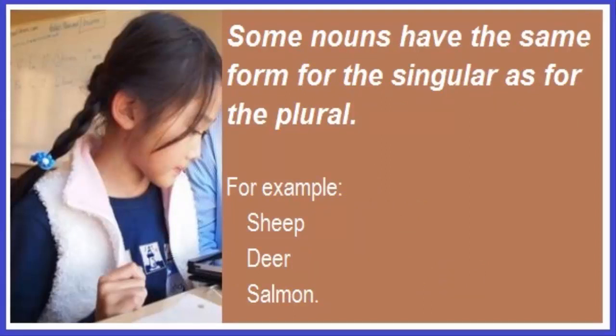Some nouns have the same form for the singular as for the plural. For example, sheep, deer, salmon.